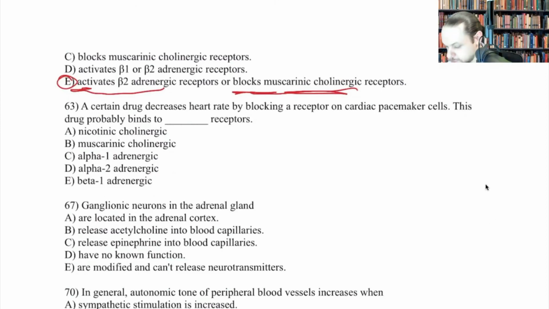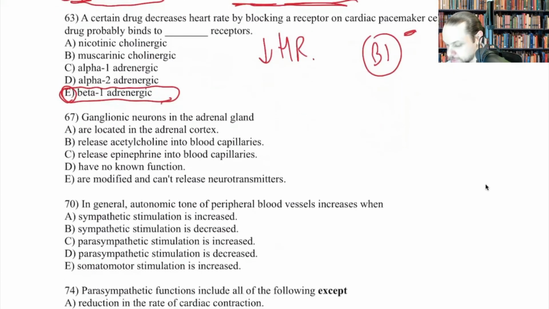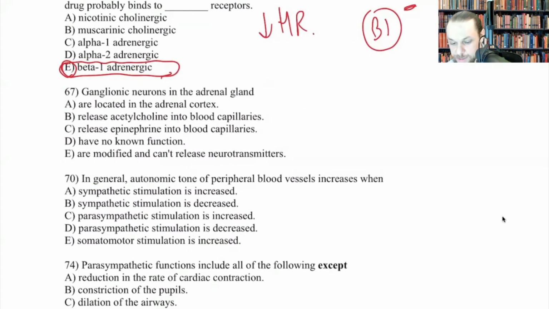Number 63. A certain drug decreases heart rate by blocking a receptor on cardiac pacemaker cells. This drug is probably binding to beta 1, E, beta 1 adrenergic. Yeah, E is right. So if we have a drug that reduces heart rate, and it does it by blocking a receptor on the pacemaker cells, it's probably blocking beta 1. So this is correct, the adrenergic receptor. 63 is correct. Number 67, let's go with Syed.